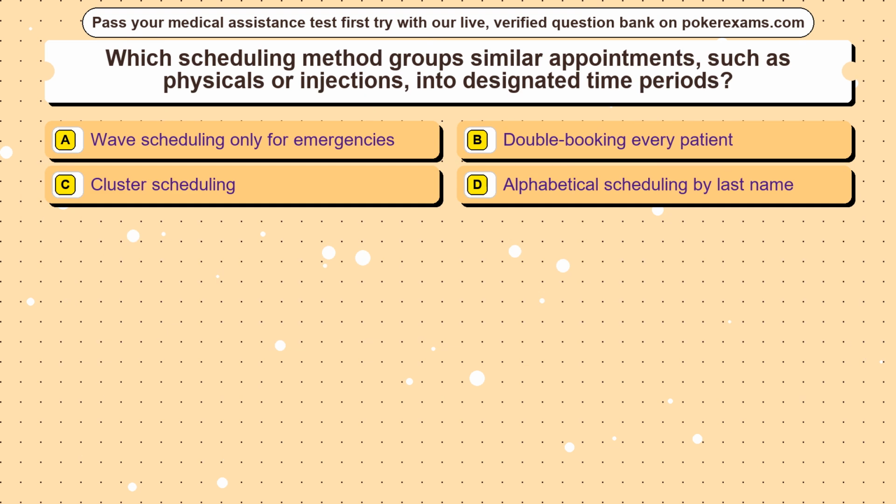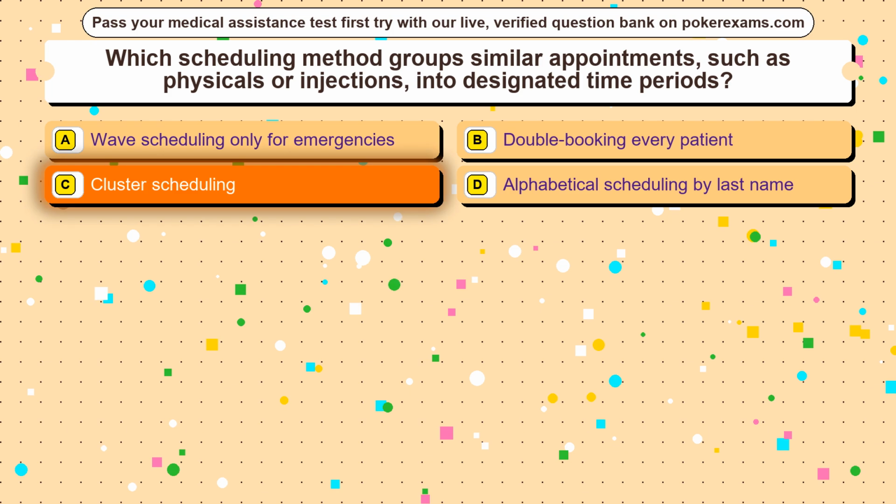Question 55. Which scheduling method groups similar appointments, such as physicals or injections, into designated time periods? Option A. Wave scheduling only for emergencies. Option B. Double booking every patient. Option C. Cluster scheduling. Option D, alphabetical scheduling by last name. The correct answer is option C, cluster scheduling.